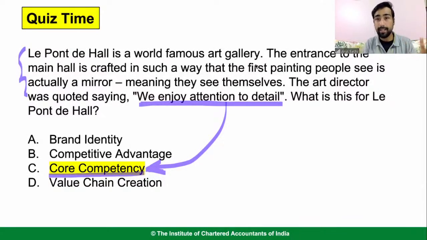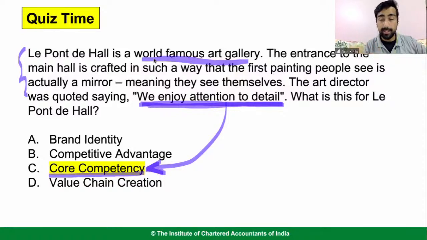Brand identity bhi nahi, right? This is not something that only they are doing, right? This is just a marketing technique for them. But this marketing technique is creating a core competency, and they have mentioned we enjoy attention to detail. This is our core competency. I enjoy attention to detail, and that is why I'm one of the world's most famous art galleries, right? Because what I'm extremely good at is my core competency.